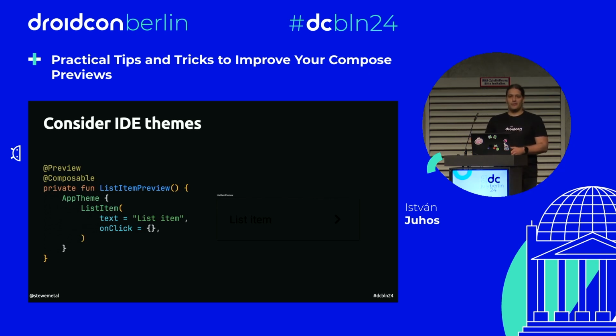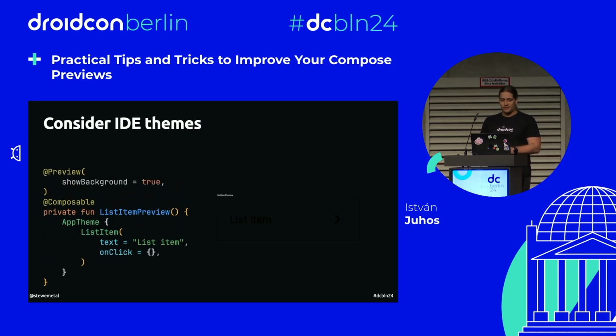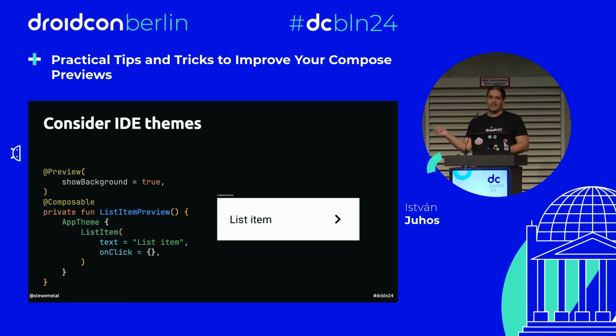So what we can do is start using parameters of the preview annotation itself. The first thing we want to do to have a better developer experience of this preview is to add the showBackground equals true setting to our preview, and with that, we'll just get a predefined background color rendered behind our composable and behind our preview, and yeah, it looks much better.